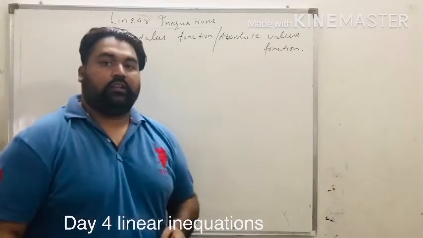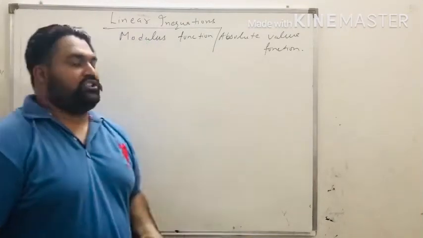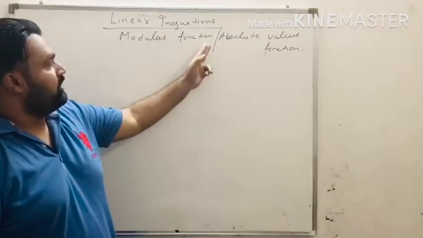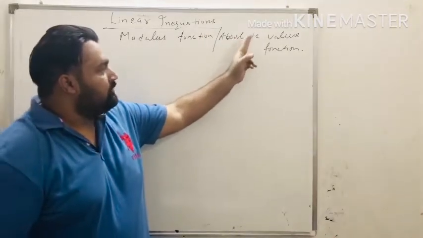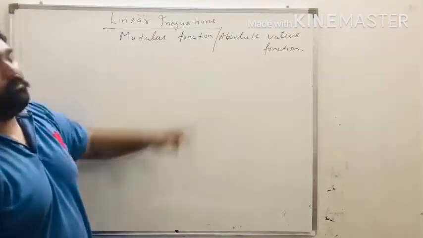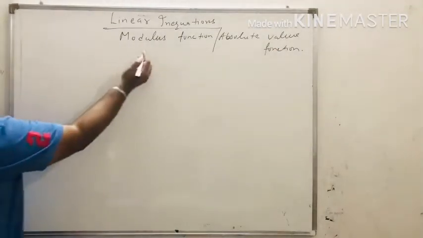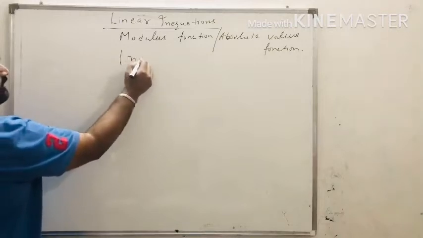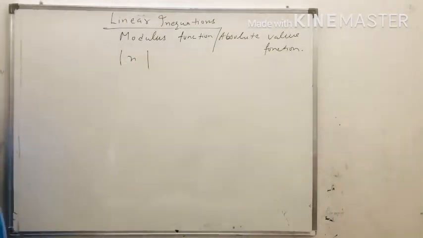Good morning, students. The next topic of linear inequation is the modulus function. The second name is absolute value function. The one is the same thing. So what is the modulus function? The sign of modulus is |x|.